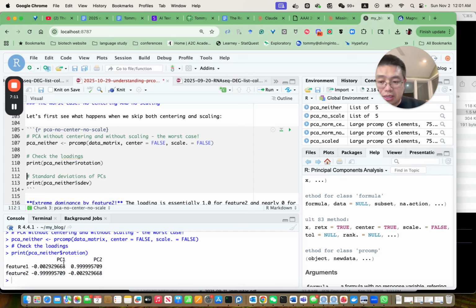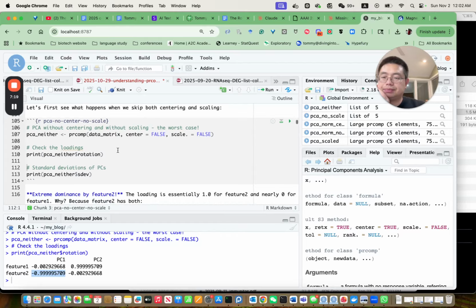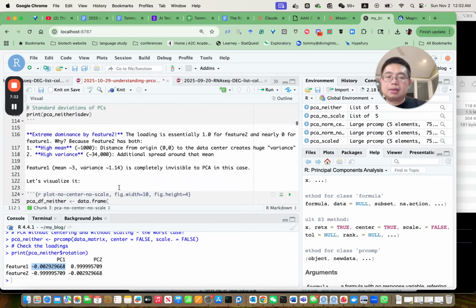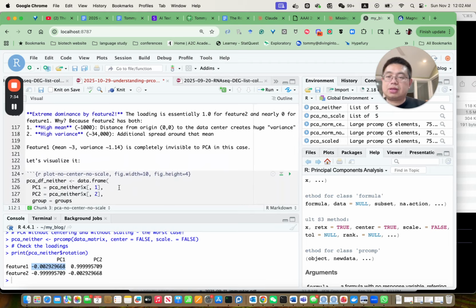So you can see for PC1, feature 2 is much bigger here, with the loading almost 1, but for feature 1, the loading is very small here. Okay, and we can visualize it.